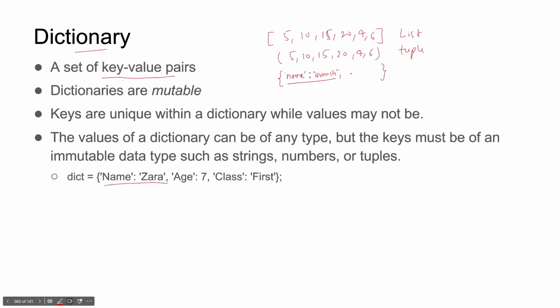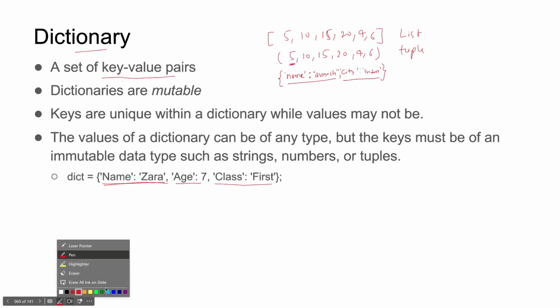Suppose your second key value is your city, right? City, then city is Indore, right? So this is your second pair. Similarly, you can see this is the first pair, this is the second pair, this is the third pair. You can have multiple pairs, instead of a single value. We have here multiple pairs, right? Multiple pairs and key value pairs.